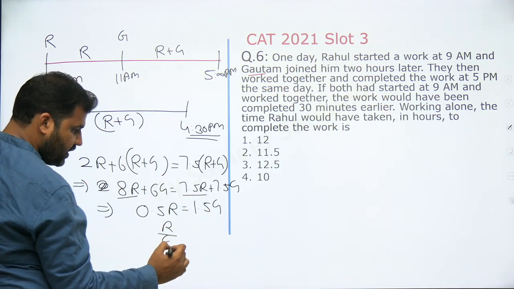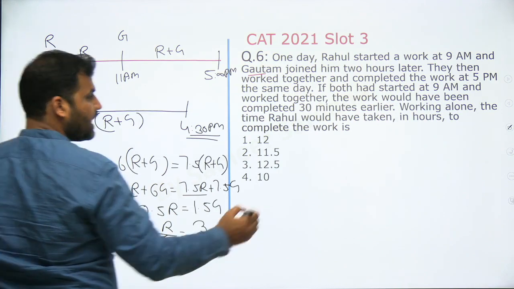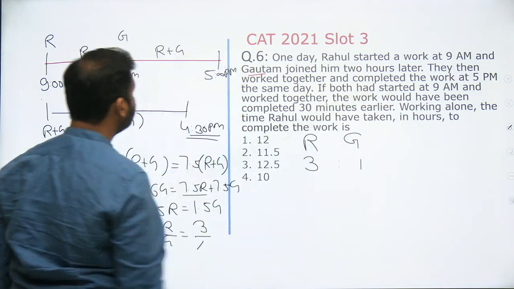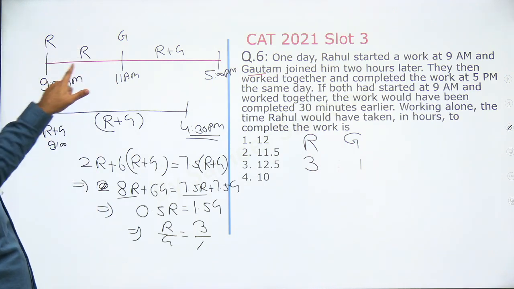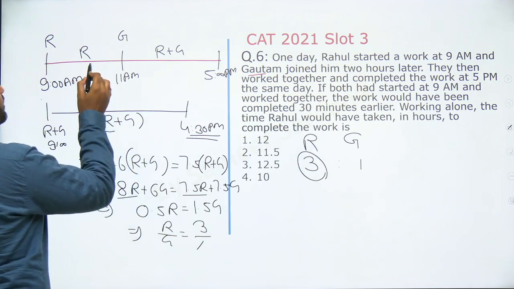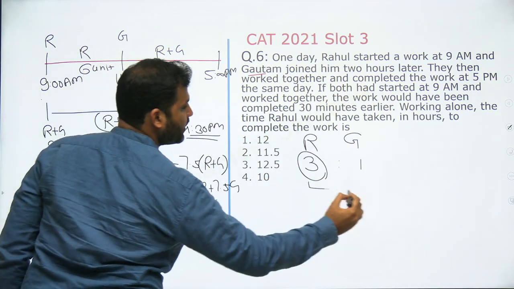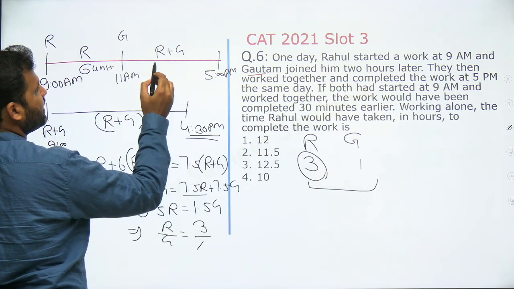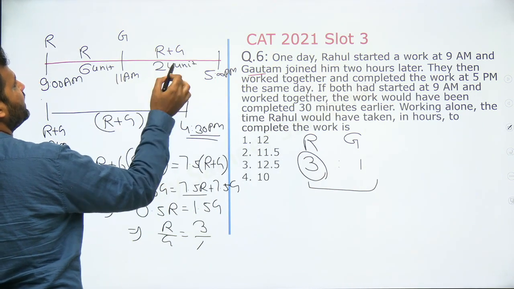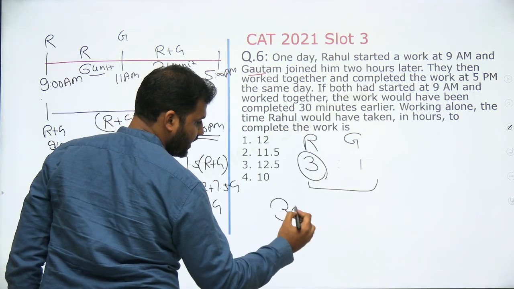Rahul upon G will be equal to 3 upon 1. That means if Rahul can do 3 units of work, Gautam will be doing 1 unit of work. Now, from 9 to 11, in 2 hours, Rahul will be doing 3 into 2, 6 units. And Rahul and Gautam both together are doing 4 units for 6 hours. So total work done will be how much? 24 units here and 6 units here. Total work will be 30 units.